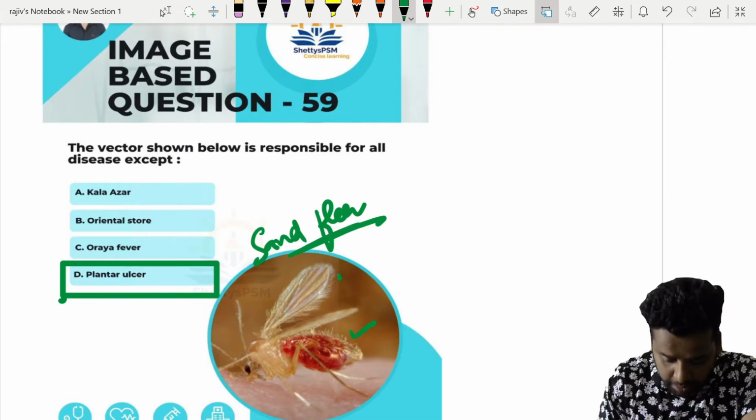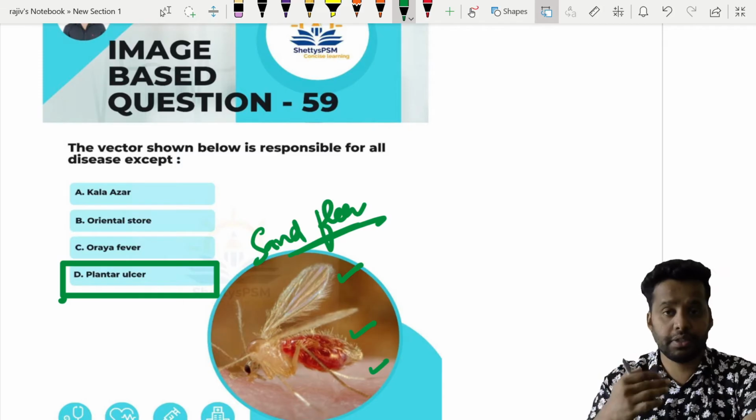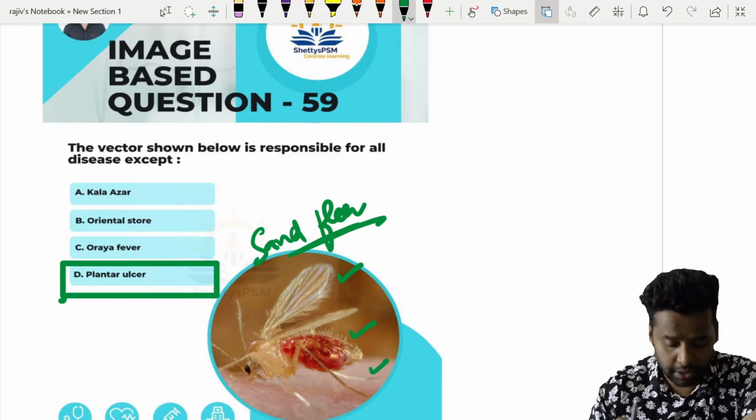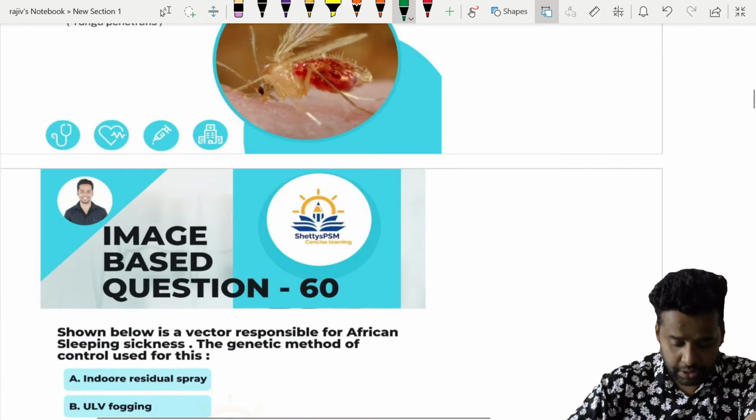You can identify this: hairy vector, upright wings, long legs. Hairs on the body, upright wings and long legs. Sandfly colors are usually asked in the exam.